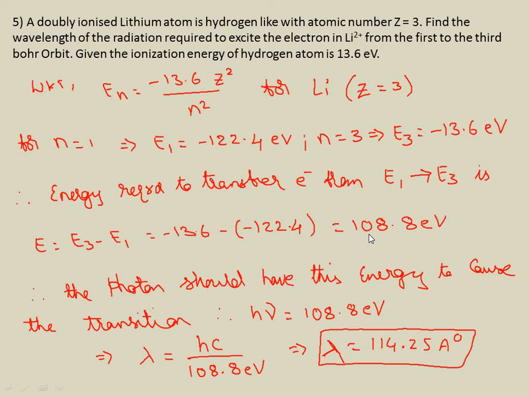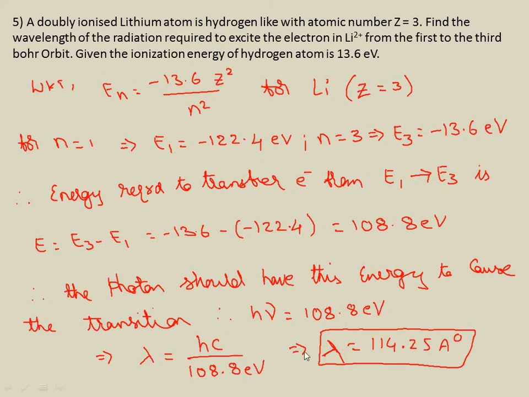So now, keeping that in mind, can I write down that h nu equal to 108.8 electron volt? That's it, right? Difference of that energy. And do we know this relation? Do we know this or not? Lambda equal to hc by E, of course, from the de Broglie condition. That's it, right? E equal to h nu, and nu is nothing but c by lambda. That's what I'm doing here. Lambda equal to hc by 108.8 electron volt. Are we clear with this?